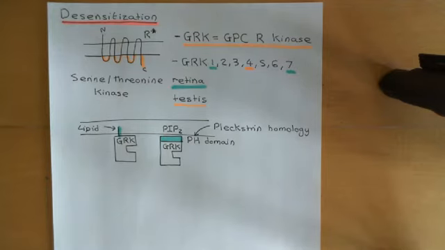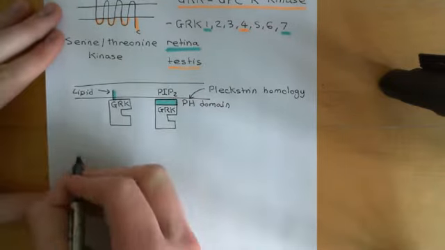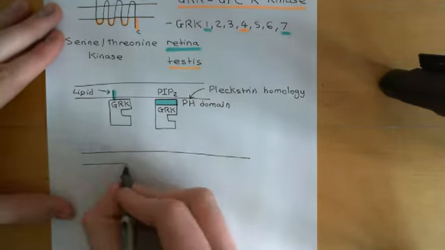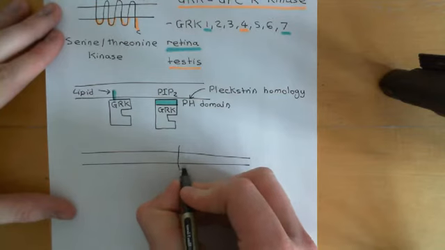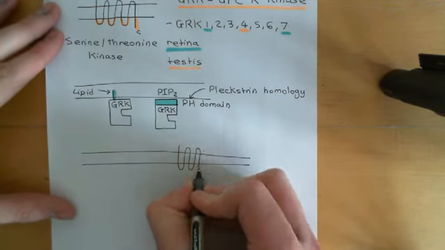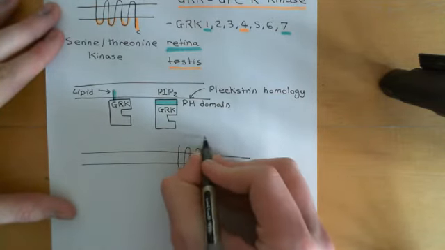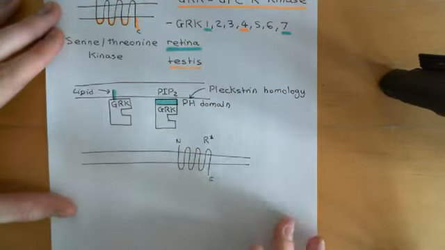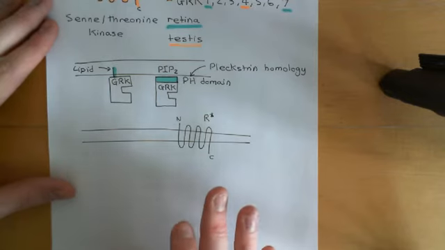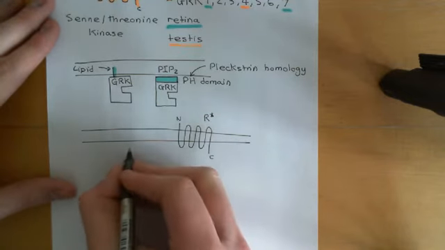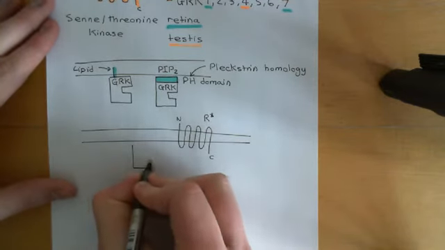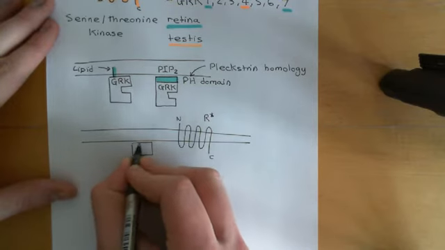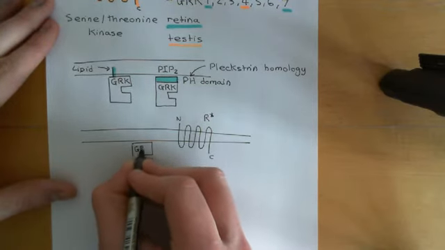So let's now talk about what these are going to do then. So let's draw the plasma membrane again, and we'll have our activated G protein coupled receptor here. Okay, so we'll say this is R star here, okay, and it is now going to get phosphorylated by one of these G protein coupled receptor kinases. So I'll draw the GRK here. Okay, so this is our GRK.